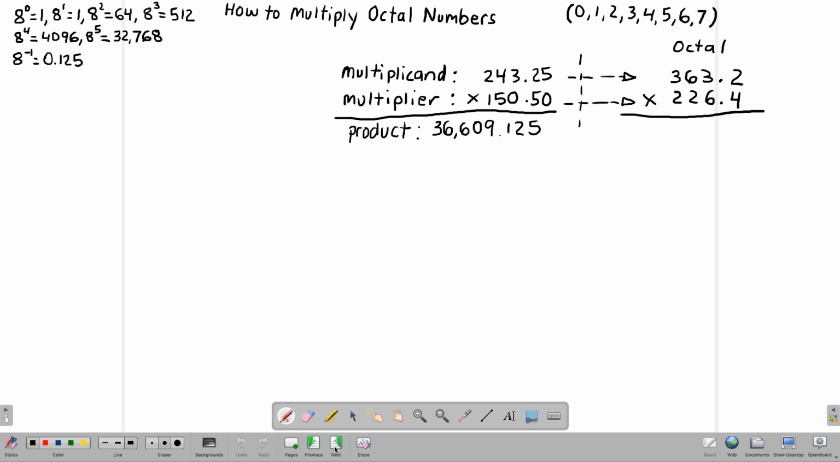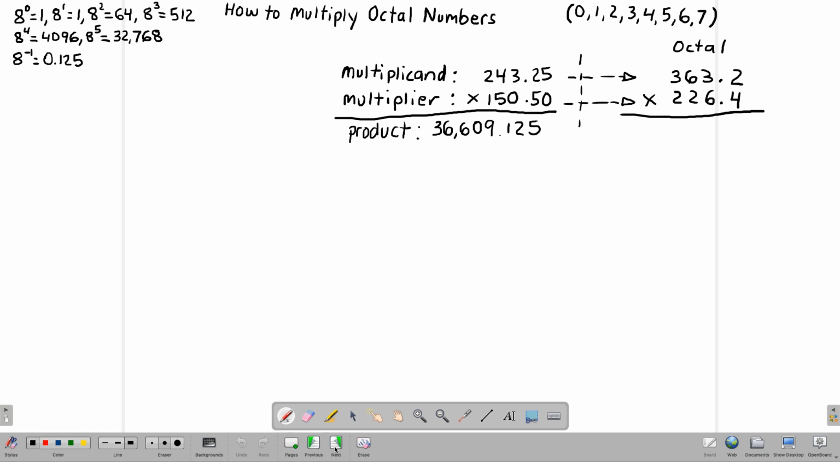For this example, we're going to use the decimal value 243.25 and multiply by the value 150.50. And we should produce a product of 36,609.125. Towards the right, you'll see the octal representation for the value 243.25. We have as the octal representation 363.2.